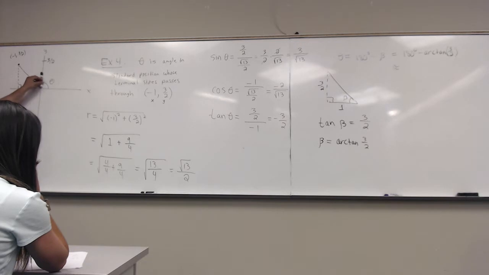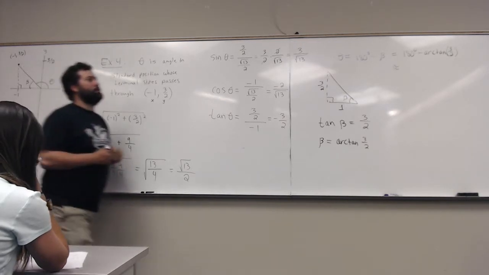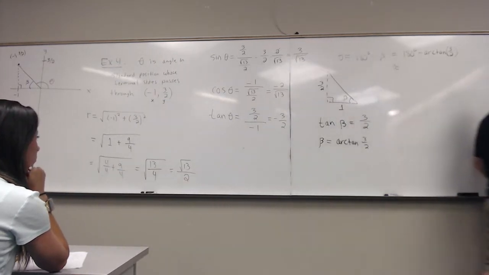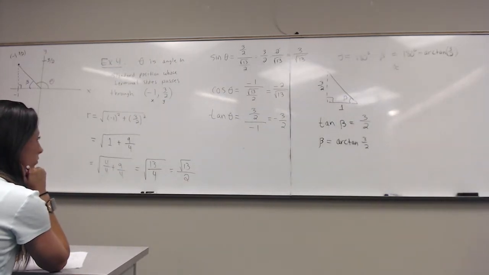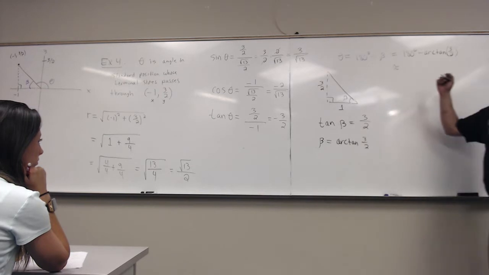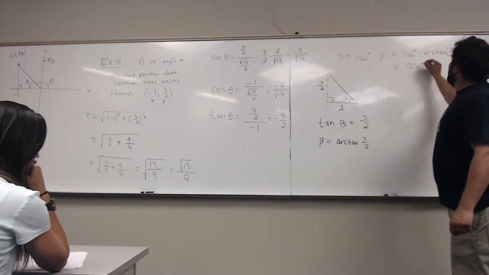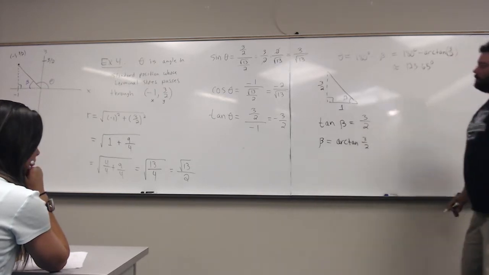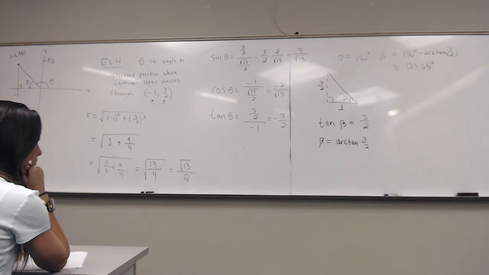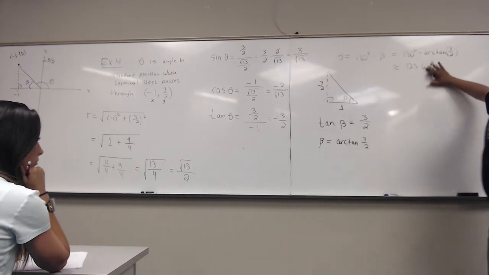Here, this would be a 90-degree angle. Theta's got to be more than 90 degrees, because it's obtuse, exactly. And what do you get when you do the 180 minus this arctan though? 123.69. Alright, that sounds better.